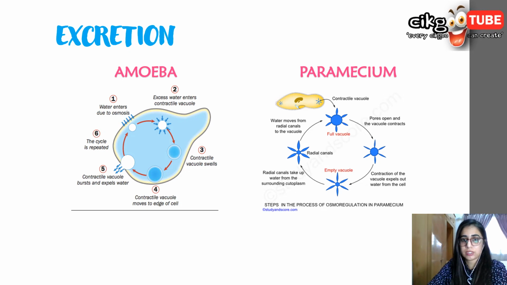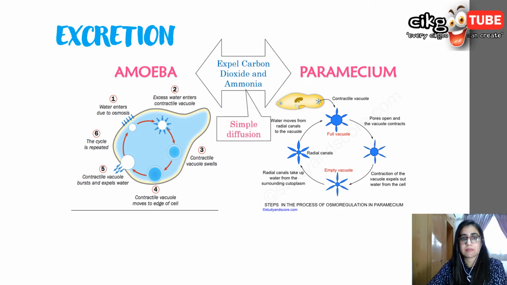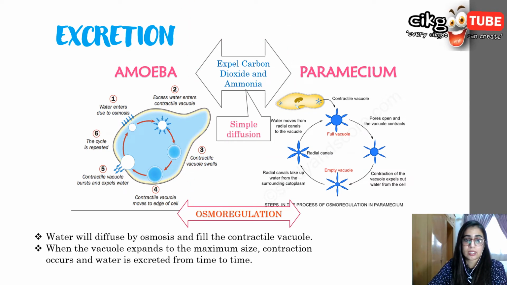Excretion. Both amoeba and paramecium expel carbon dioxide and ammonia by simple diffusion. Usually this is based on their contractile vacuole. So they undergo the process called osmoregulation. Water will diffuse by osmosis and fill the contractile vacuole.